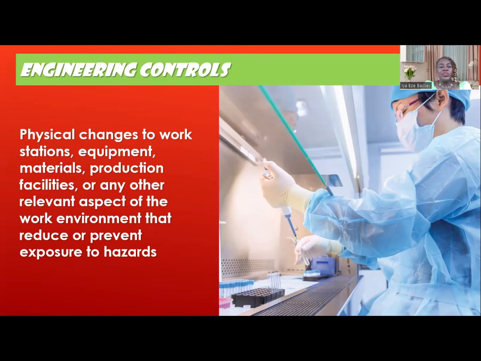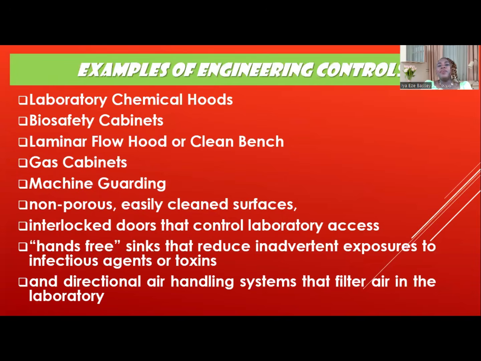Examples of engineering controls include your laboratory chemical hoods, which I showed you, your biosafety cabinets, your laminar flow clean benches, your gas cabinets, your machine guarding, and your non-porous, easily cleaned surfaces. You can see how that surface was sparkling. Your interlocked doors can control laboratory access, your hands-free sinks can reduce inadvertent exposures to infectious agents or toxins, and directional air handling systems filter air in the laboratory.